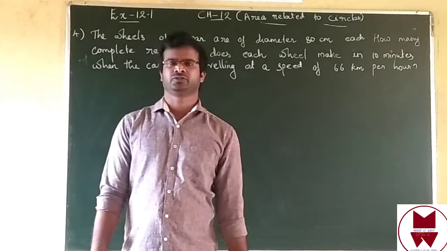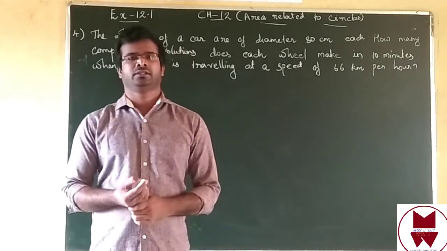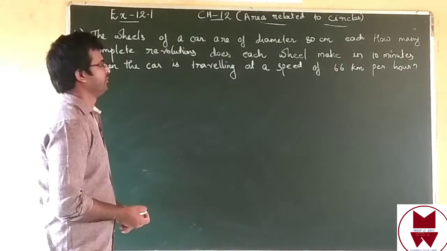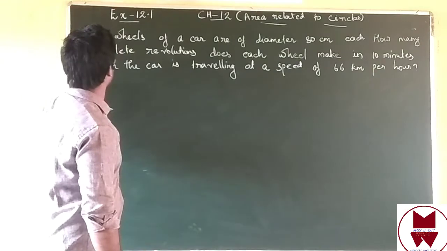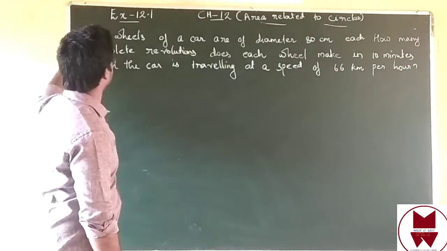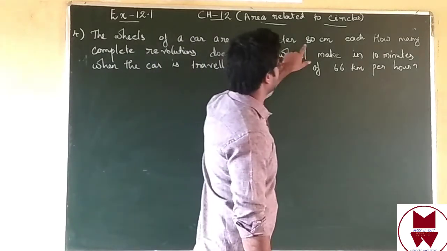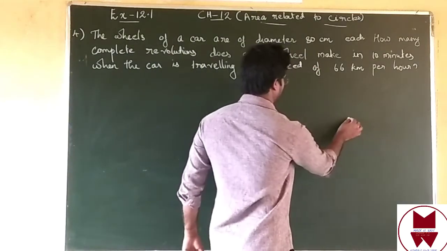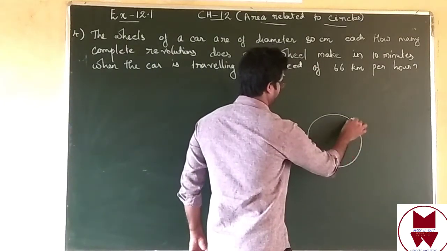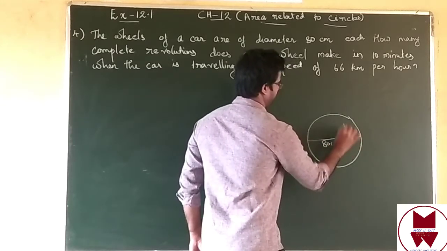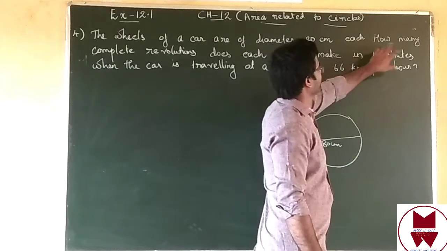Hi students, today we will study chapter 12, exercise 12.1. What is the question? Question number 4. The wheels of a car are of diameter 80 centimeter. This is like one car wheel. Diameter is 80 centimeter, each.